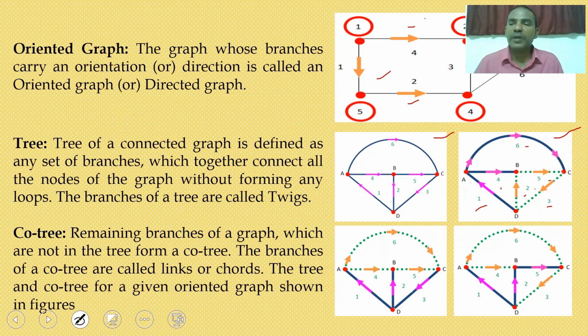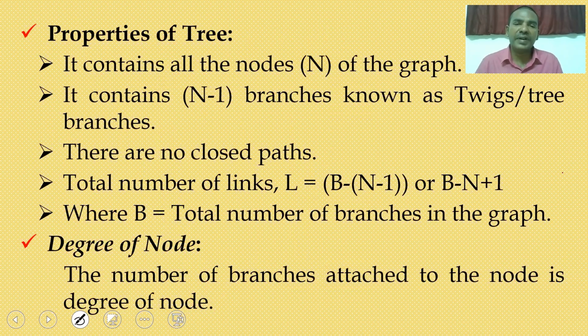Next, coming to the properties of a tree. The nodes are denoted by capital N. The tree must carry all the nodes. And the number of branches can never be the same as the given graph. It must always be less than the given graph, in such a way that it forms a subgraph.